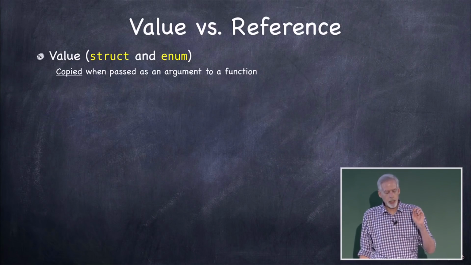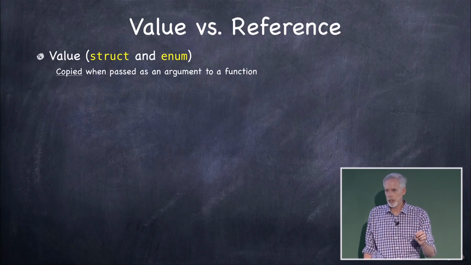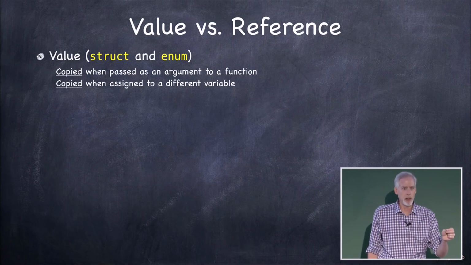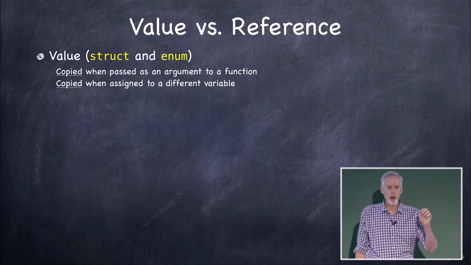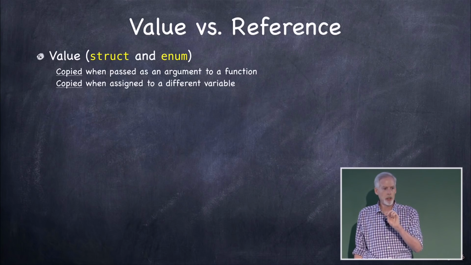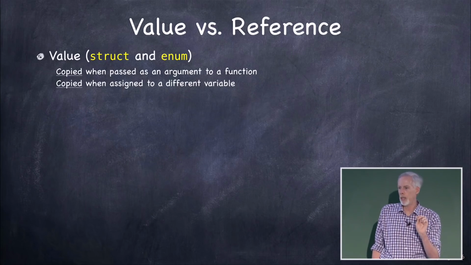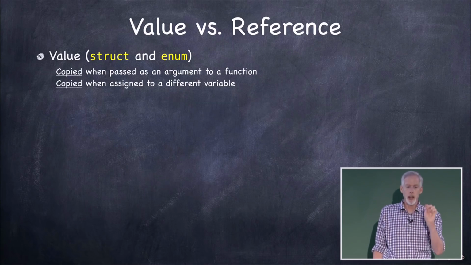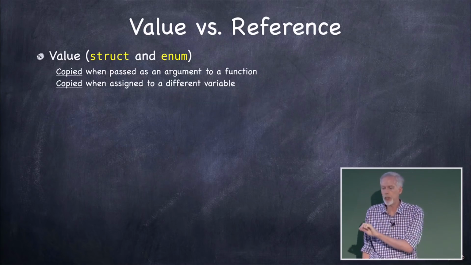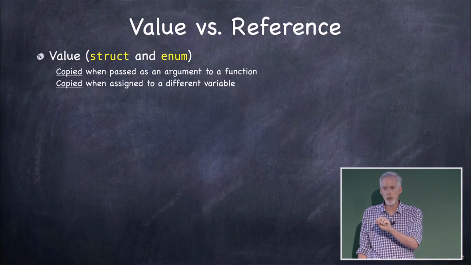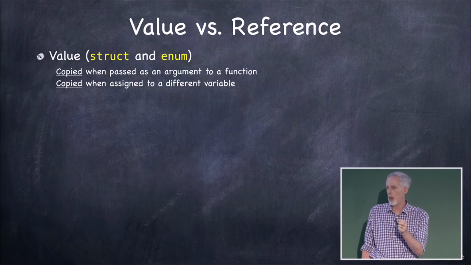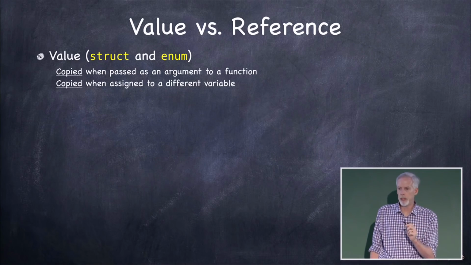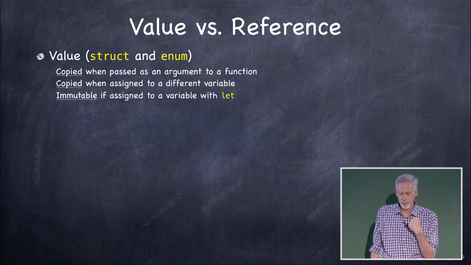Value means that it's copied when passed as an argument to a function. That's kind of obvious. But it also copies when you assign it to another variable. If I say var x equals y, if y is a value type, x will be a copy of y. So if y is an array, and you say x equals y, and then you say x, append this thing, that thing will not be appended to y because x was a copy of y. You see what I'm talking about there? Okay? So that's a big difference with value semantics. Even just assigning them is a copy of them.